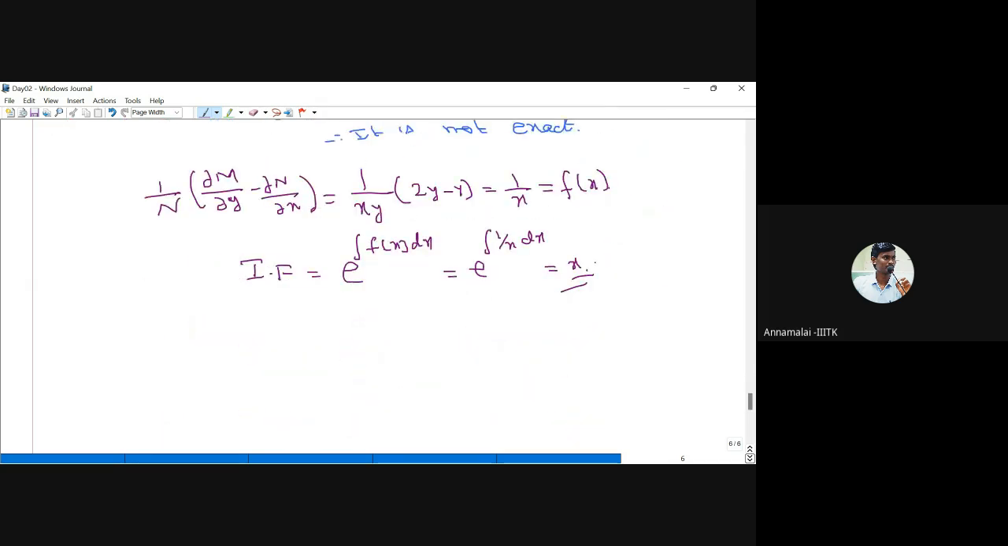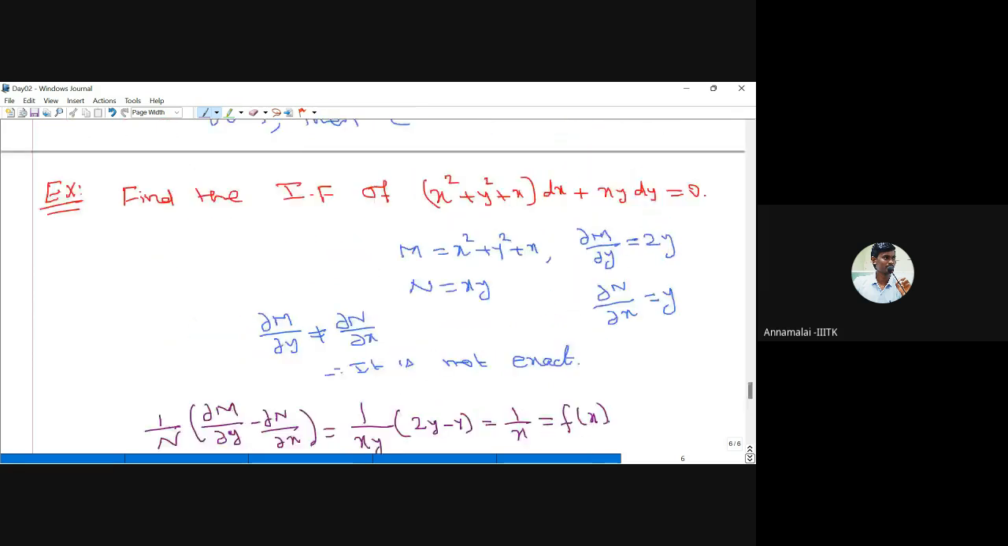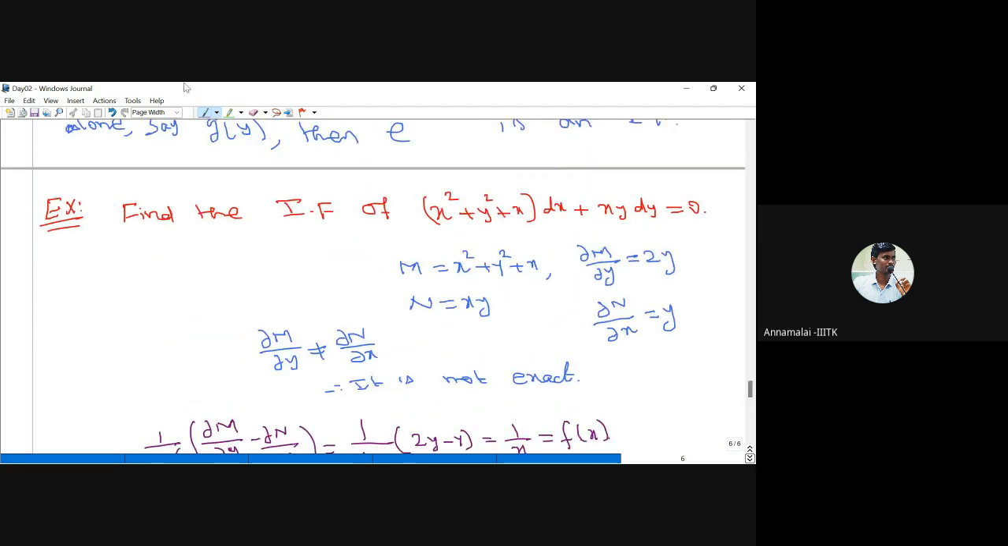Now you have to multiply this x into the given equation. The equation becomes an exact equation, and then you get the solution. The solution does not change, because you are multiplying by some number on both sides. So if you multiply x on both sides of this equation, we get x cube plus xy square plus x square. That is our M. And what is N? x square y. That is our N.